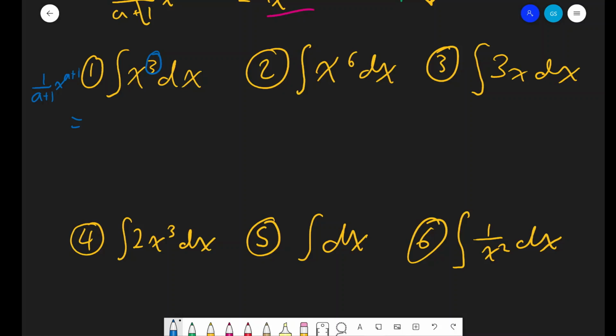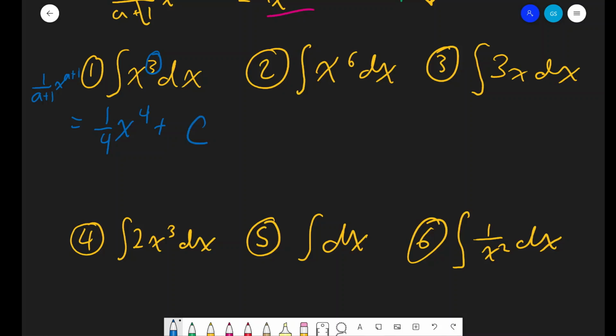Let's start off with the coefficient. A plus 1, so a is 3. So 3 plus 1 is 4. So we get 1/4. And then we write our x, and then a plus 1, and a is 3, so 3 plus 1, 4. But we're not done yet.